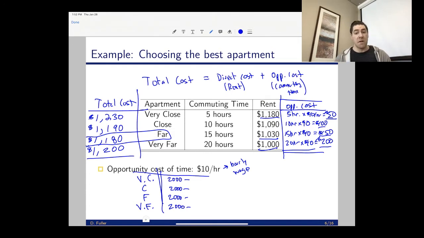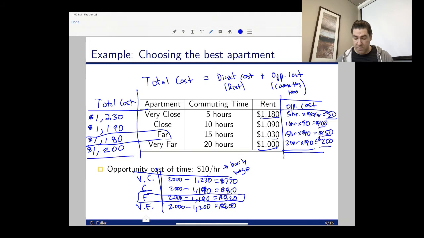I need to calculate the difference with my total cost: 1,230, 1,190, 1,180, and 1,200 are my assorted costs. Then I subtract those out. I've got $770 in net benefit from living in an apartment very close, $810 of net benefit from apartment close, $820 from apartment far, and $800 from apartment very far. So if I use this net benefit, my choice, the optimal choice, is apartment far. It gives me the highest net benefit.